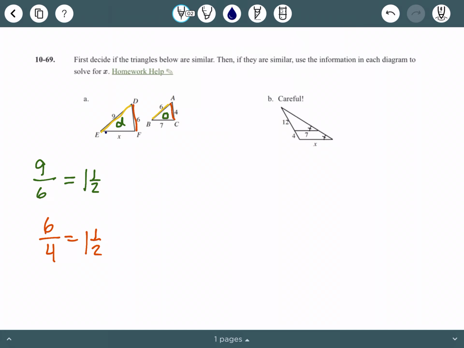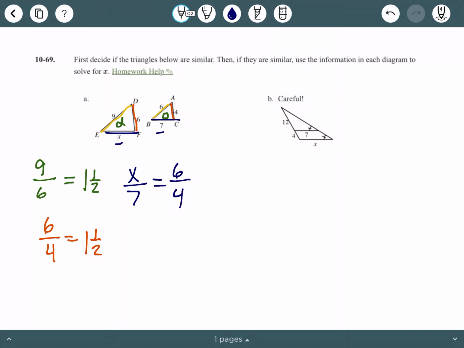So we have one more side. We have x and we have 7. So now we can set up a proportion to solve for x. So we have, again, we'll do dilated over original. So we're going to do x over 7. And we can set it equal to either 9 over 6 or 6 over 4. So let's go ahead and set it equal to 6 over 4.